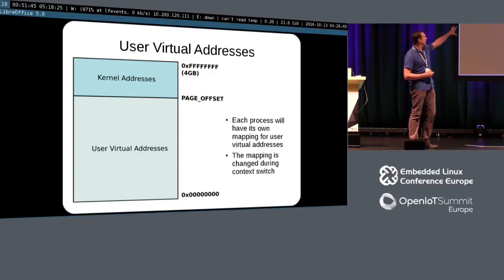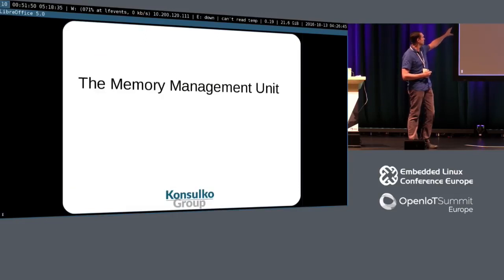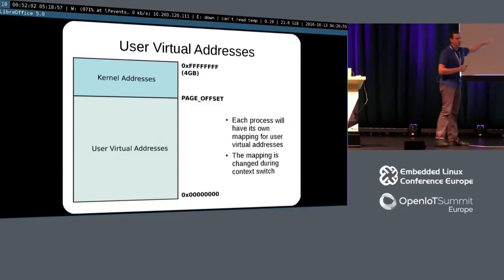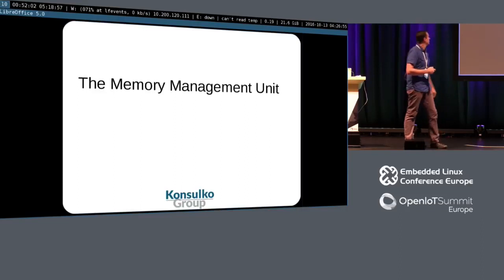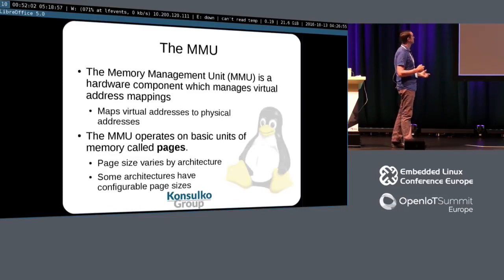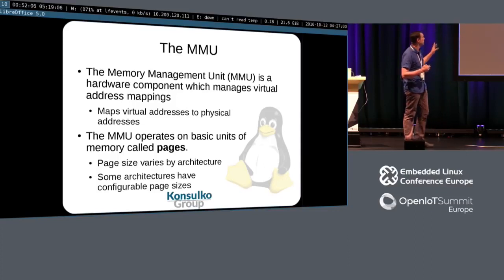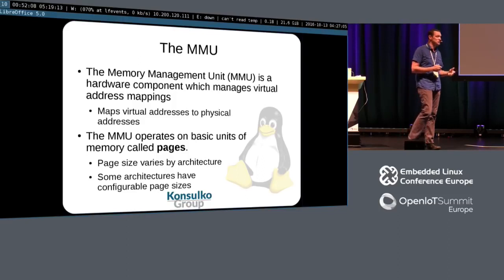So again, back to our map here. We've got this view of the 32-bit world, and every time we change the process, this whole set of mappings in this space is going to change. So back to the MMU, which we use to manage those virtual address mappings. And I already hinted at the page. So how is this done?